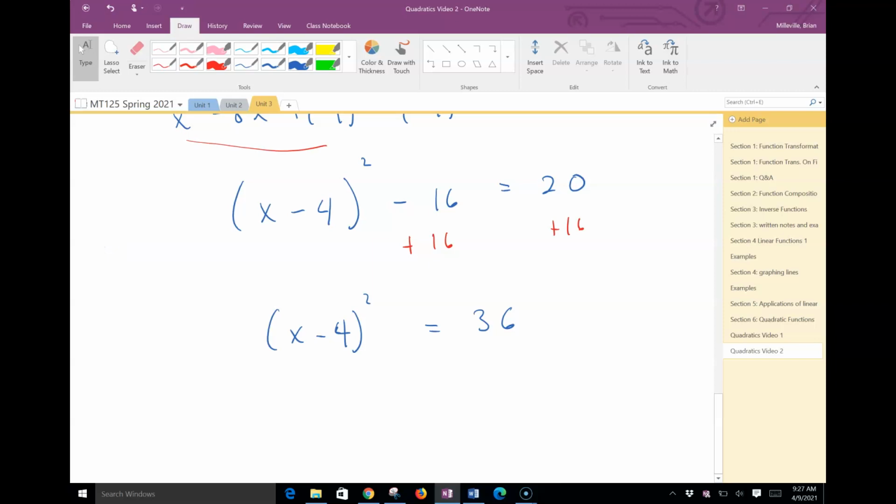Alright, now we have it into the format that we want it in. Again, notice there's no x squared term separate from an x term. It's one binomial involving x minus 4 squared.